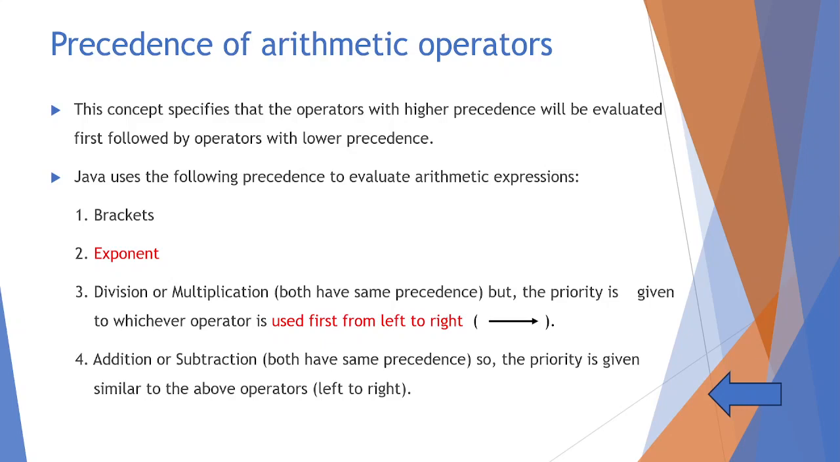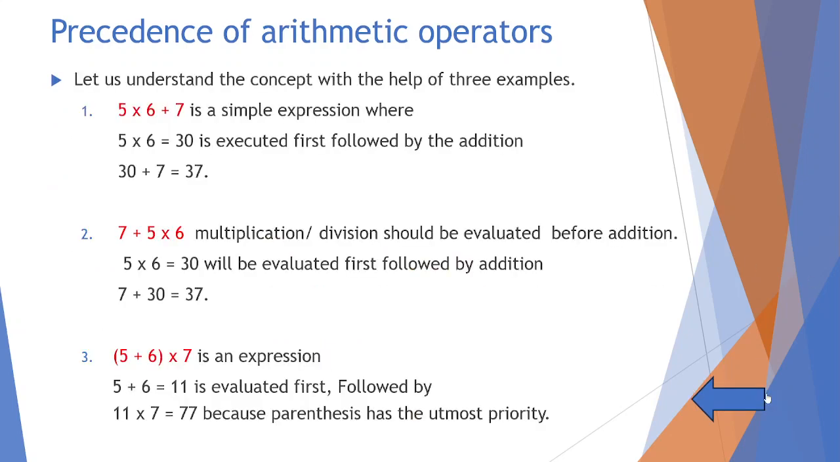And then fourth precedence or fourth priority is given to addition or subtraction, but both of them have the same precedence. So the priority is given similar to division and multiplication, that is left to right, whichever operator comes first. For example, with the help of three examples, we'll understand this. 5 into 6 plus 7. This is very easy. 5 6s are 30. 30 plus 7 is 37.